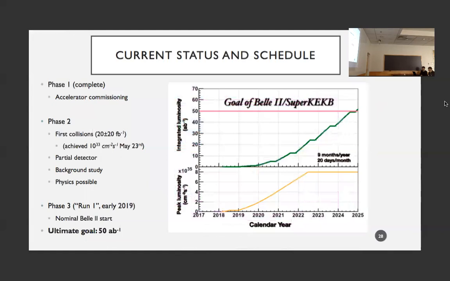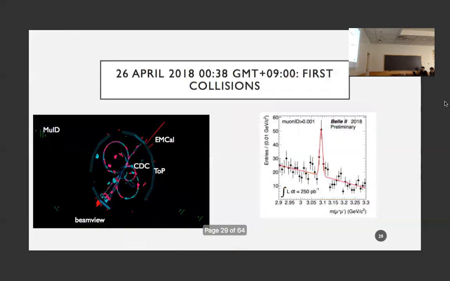So we actually already took data. Phase 2 of Belle 2 is completed, which was mainly commissioning, and then in early 2019 we start phase 3 with the full vertex detector and so on. The ultimate goal is 50 inverse attobarns, so 50 times the statistics of Belle, collected until 2025. Within 1 or 2 years we will have surpassed the Belle statistics, which is presumably better quality data.